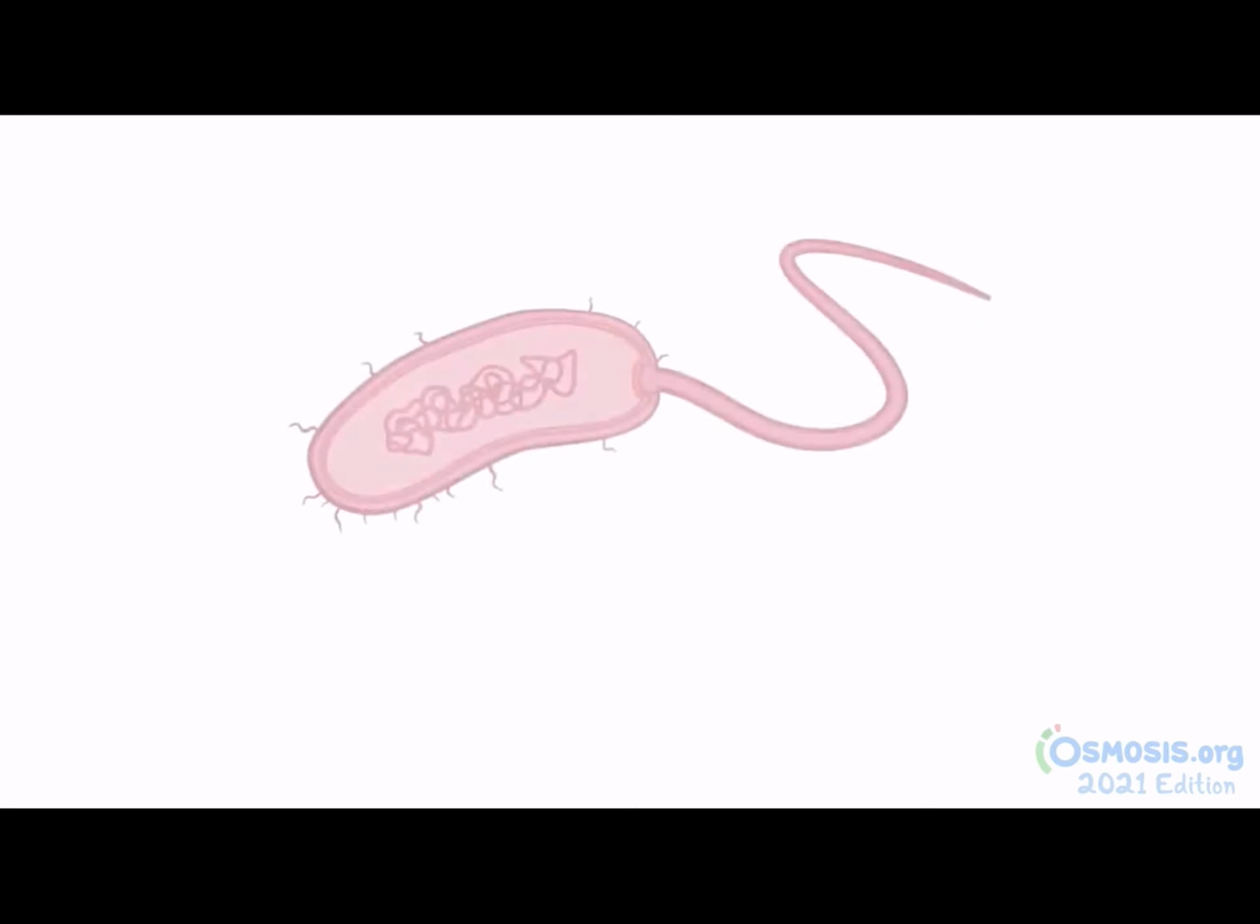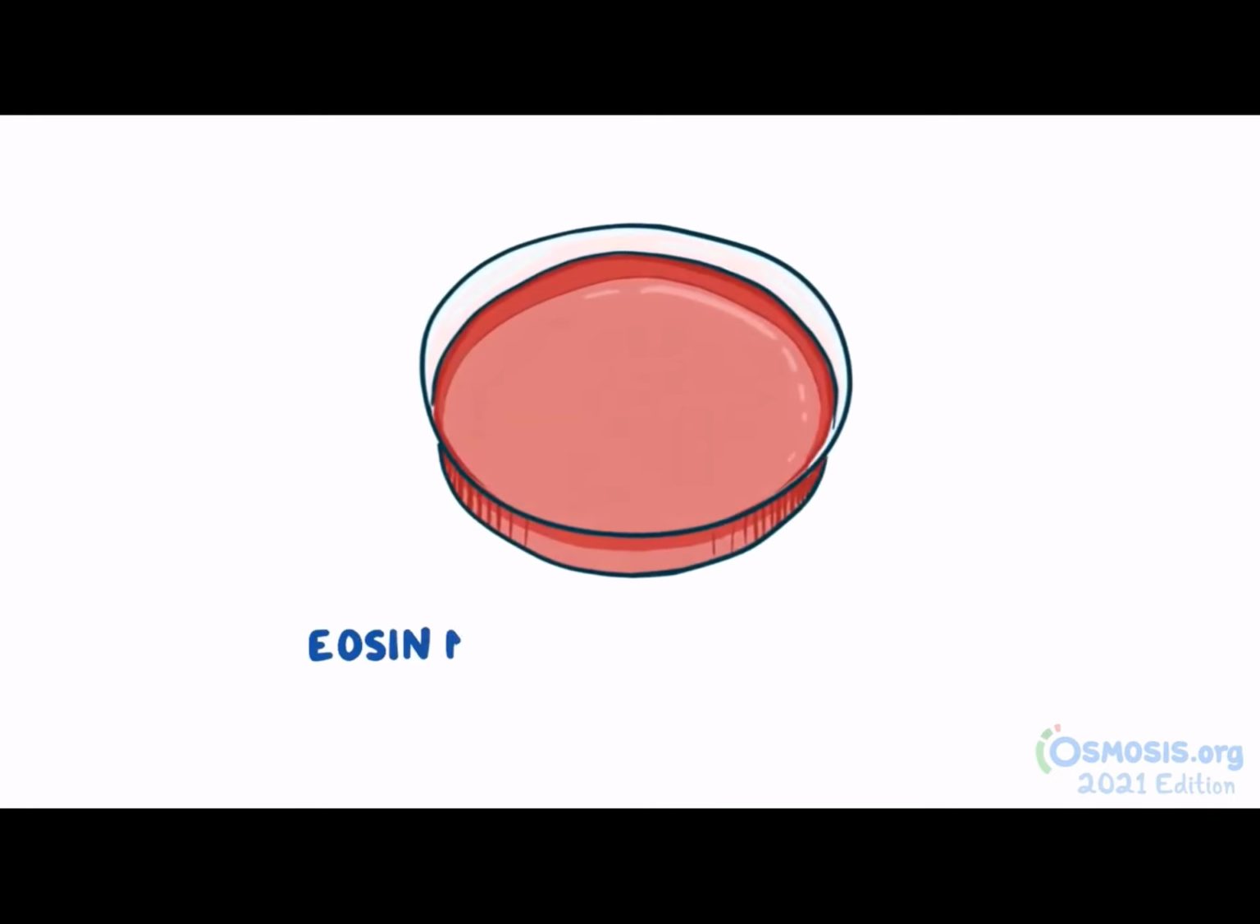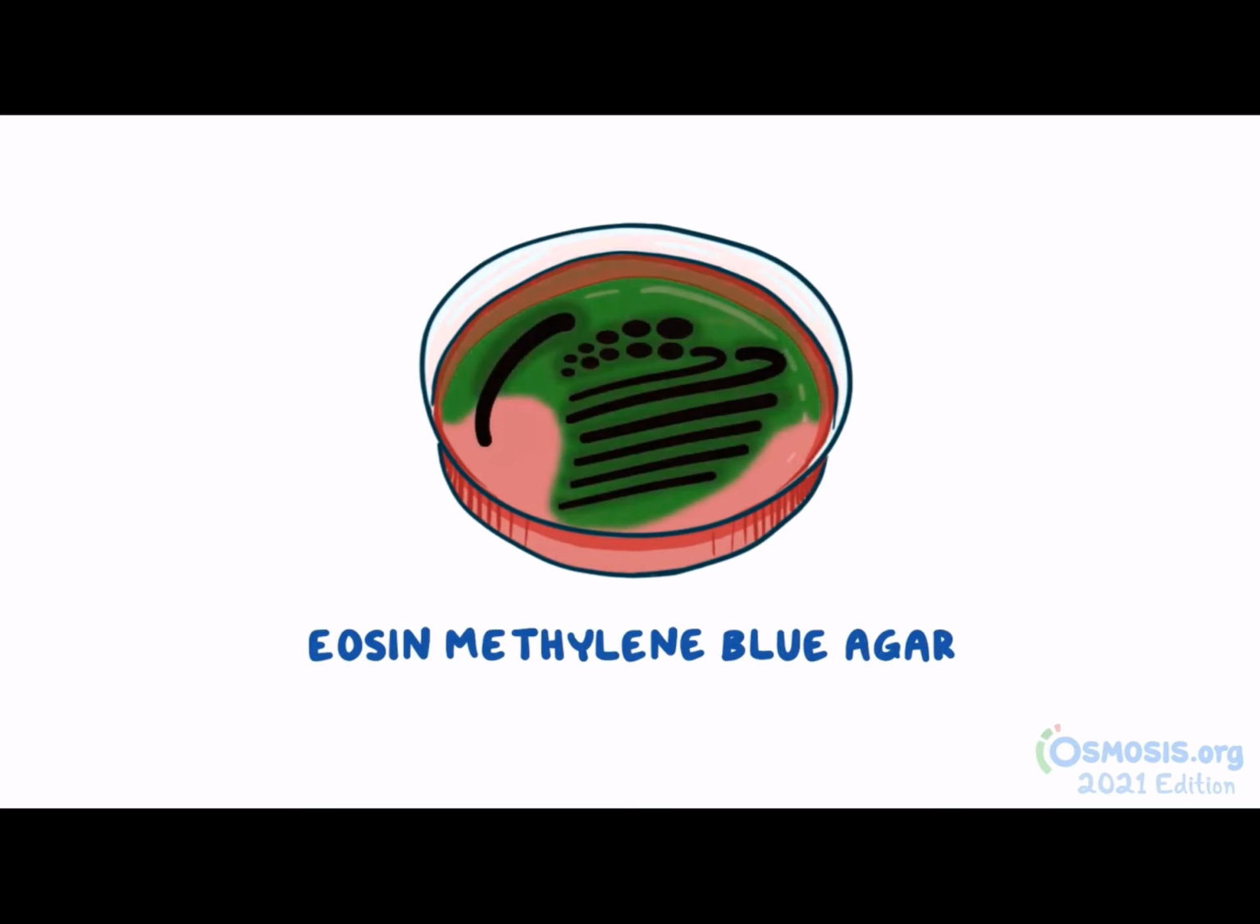Now, taking a closer look at this bacteria, E. coli is encapsulated, meaning it's covered by a polysaccharide layer called a capsule. E. coli is a motile bacteria because it has helical whip-like threads called flagella that it can use to move around. When E. coli is cultivated on eosin methylene blue agar, it grows into black colonies with a greenish-black metallic sheen.